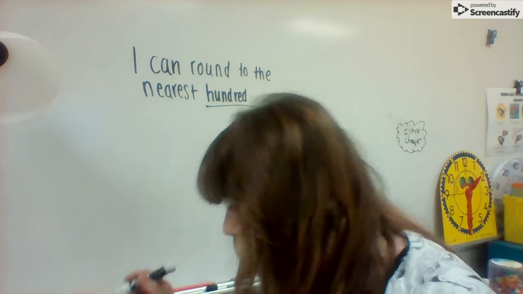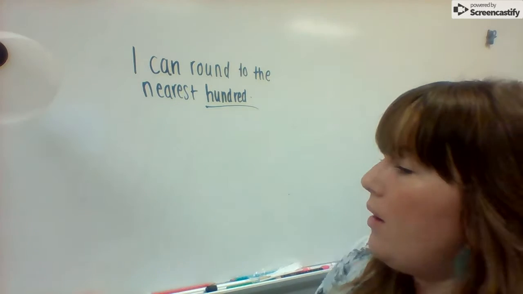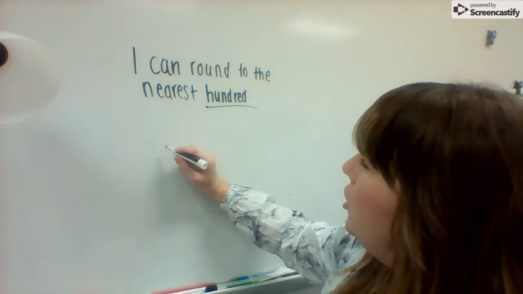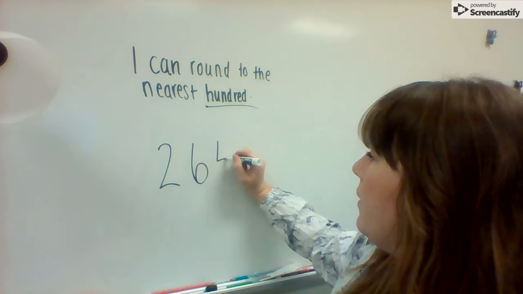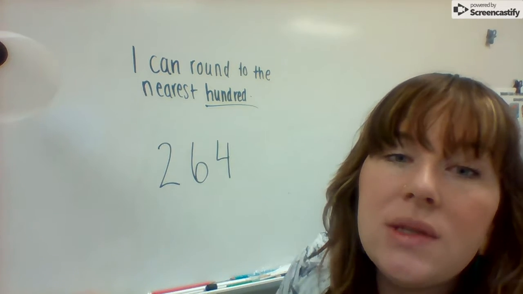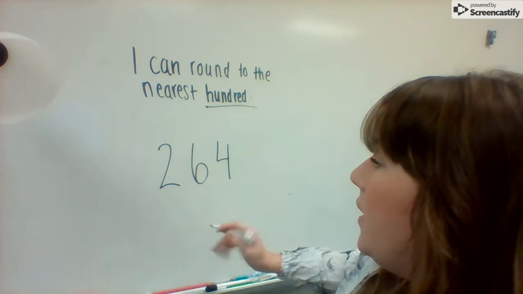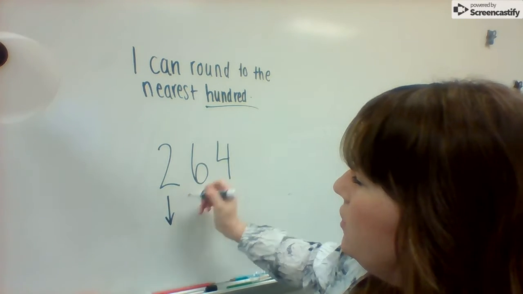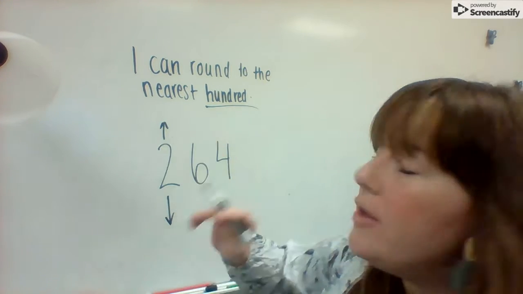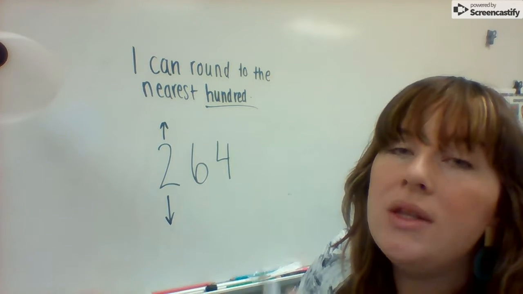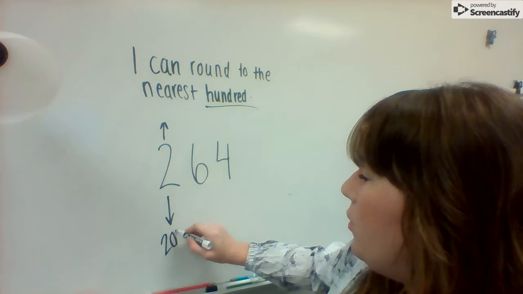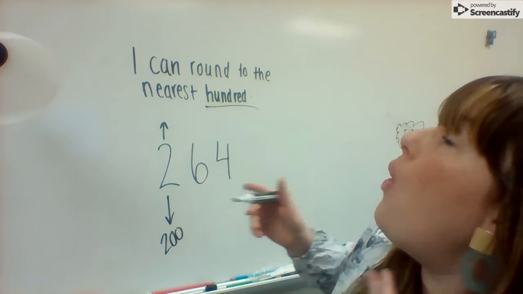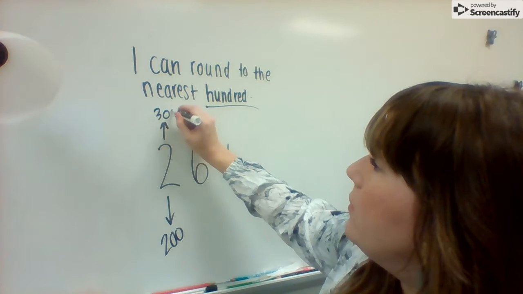Oops. My next one that I'm going to round is going to be 264. I'm still rounding to the hundreds place, so what I'm going to do is I'm going to do my little arrows with the hundreds place. Just like in the last example, it's 264, so I know it could stay at 200 because it already is there, or it can round up to 300.